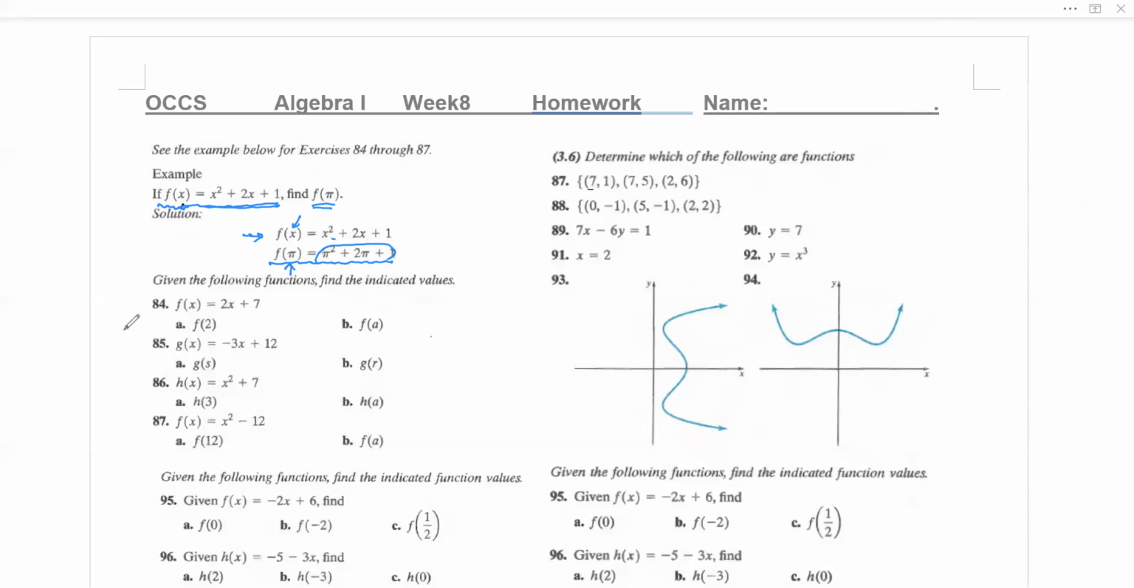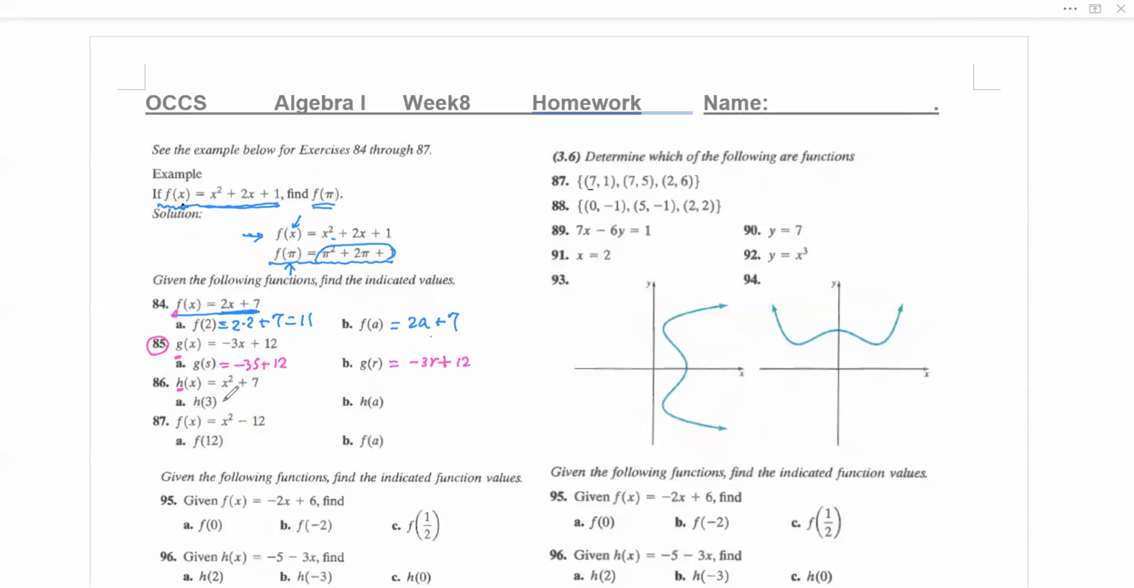Let's use this as an example, so we can do the homework. f of 2 is just x replaced by 2: 2 times 2 plus 7, so we get 11. And f of a equals 2a plus 7, because the definition of this function is 2x plus 7. The next is g of x, also a kind of function. Sometimes we use f, sometimes g, sometimes h. It doesn't matter, these are all functions. So here is g of r, x replaced by r. This is super easy, just replace here: 3r plus 12.